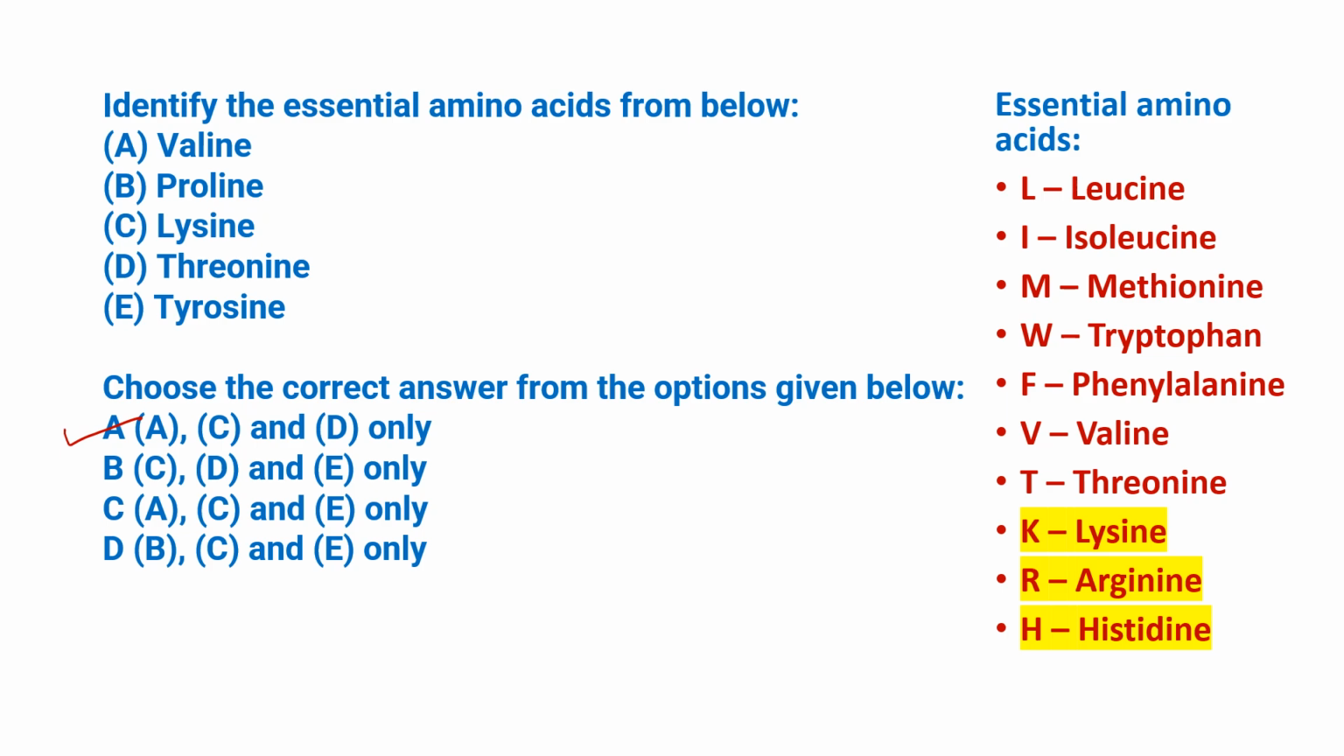So valine, we have lysine and threonine as the essential amino acids that are listed here. And so option A is the answer, whereas proline and tyrosine are non-essential amino acids. So it's fairly simple and easy, and only so much is there for you to learn for amino acids in your CBSE or state board courses when you are thinking about amino acids.